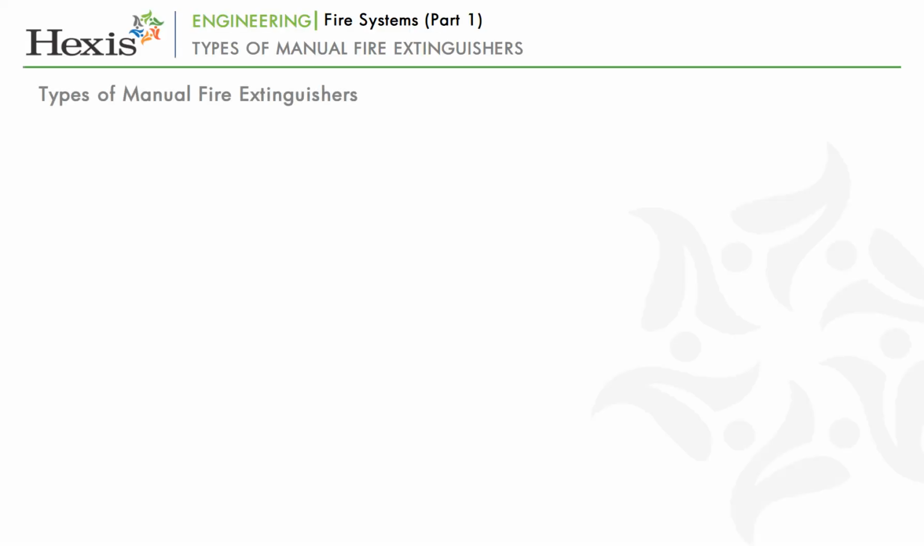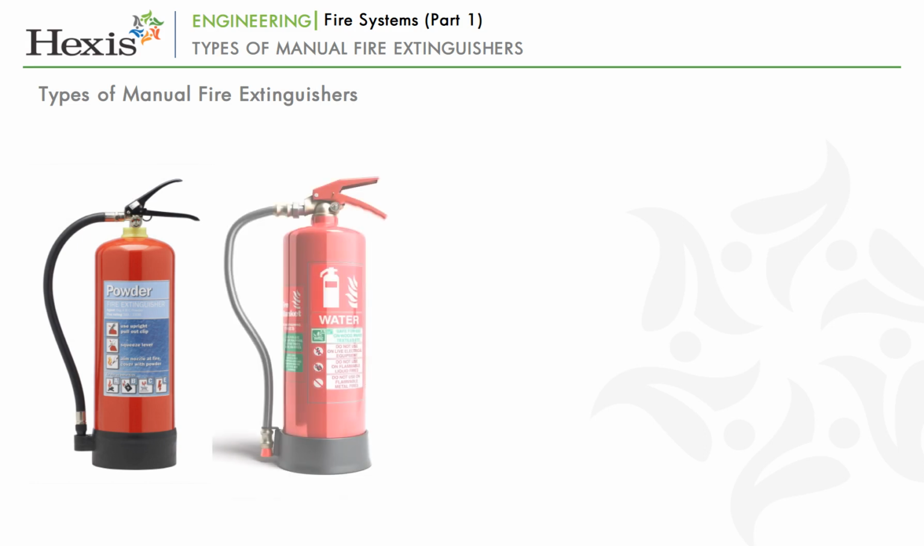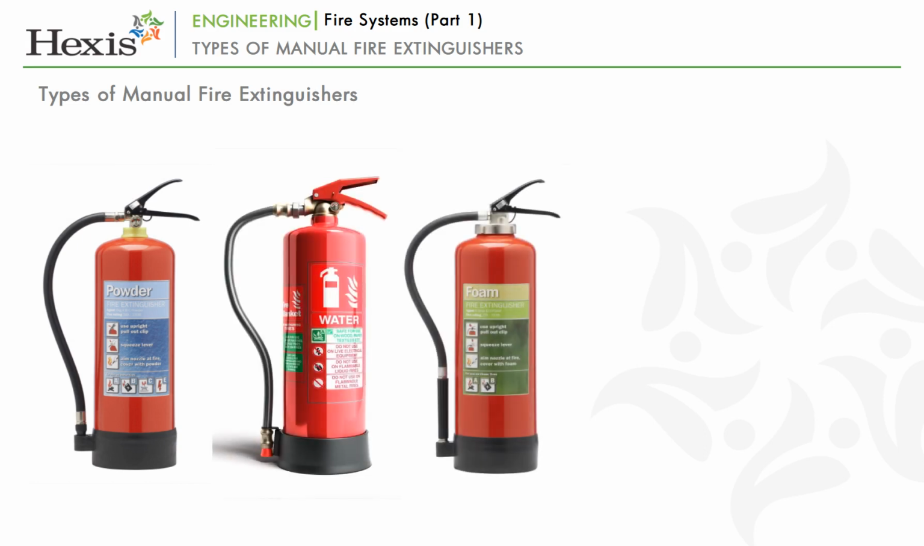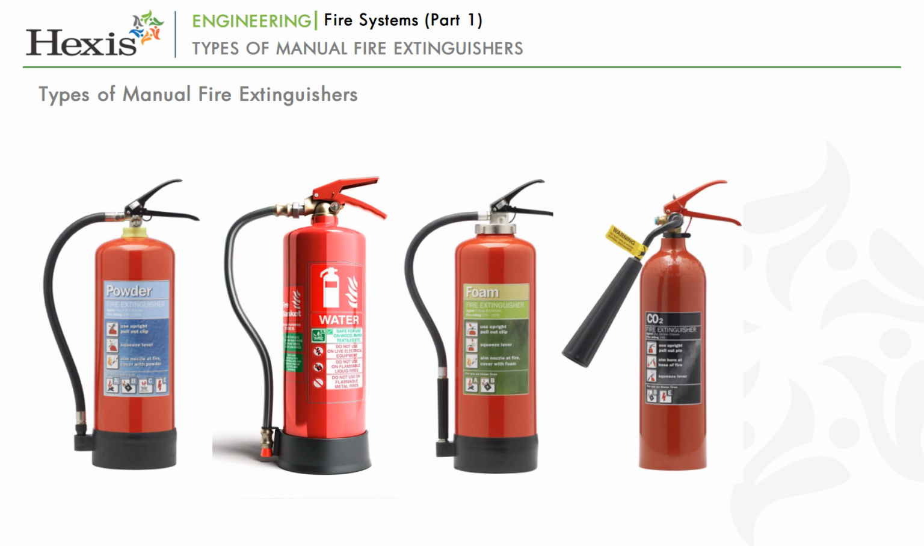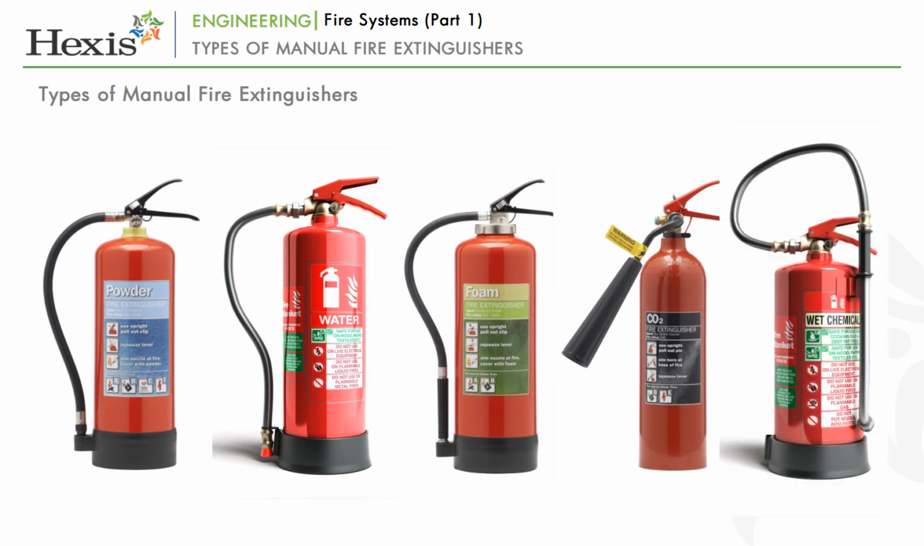There are different types of extinguishers depending on the type of fire that has evolved. They include dry powder, water, aqueous film forming foam, gas, carbon dioxide extinguishers, dry chemical, wet chemical. Let's look at them individually.